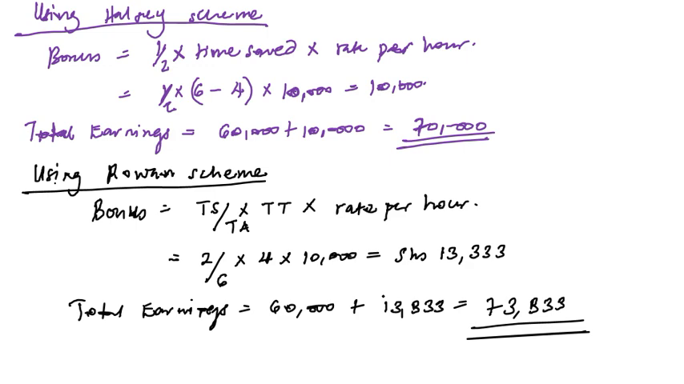So if the company wants to minimize costs, then they should use the Halsey scheme, because the bonus payment will be shillings 10,000 compared to the bonus under the Rowan scheme, which is 13,333. We are looking at minimizing costs, so I go with the Halsey scheme.